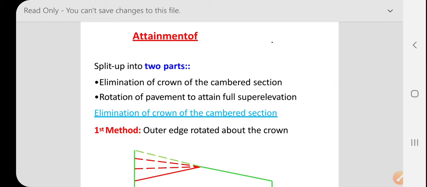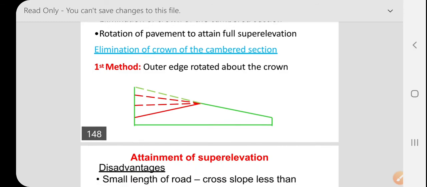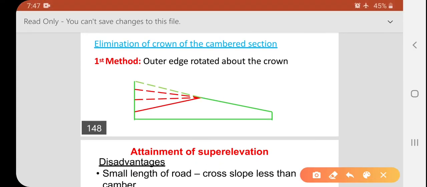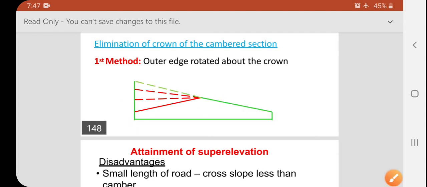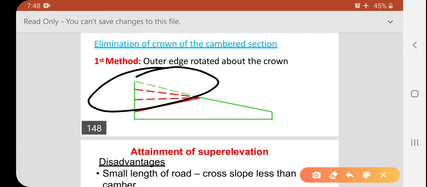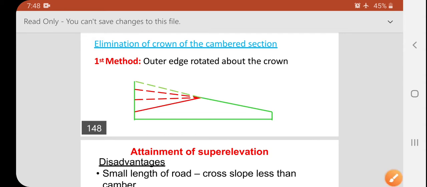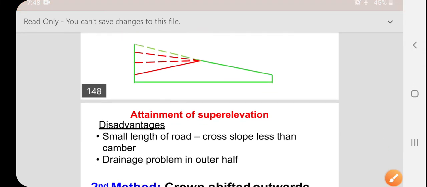Attainment of super elevation is split into two components. First one is the elimination of the crown of the cambered section. So assume this is our road area. We need to cut the outer edge. That is nothing but we are deducting the outer edge to minimize the super elevation. That is nothing but elimination of crown of a cambered section.